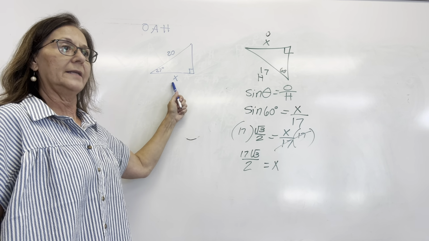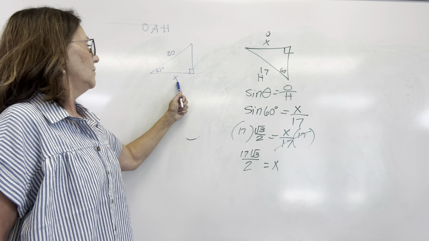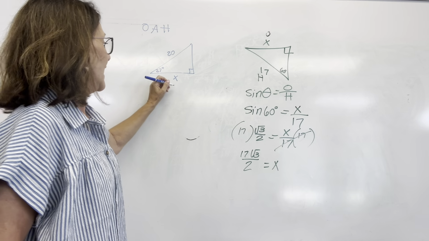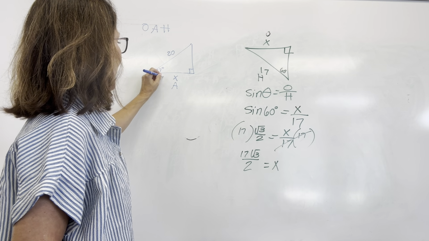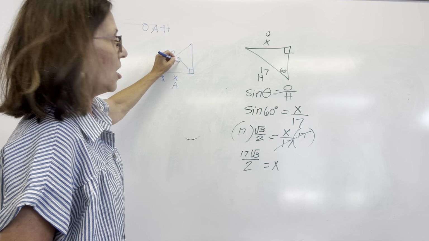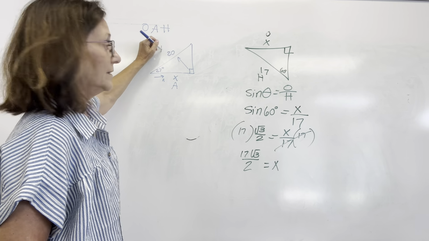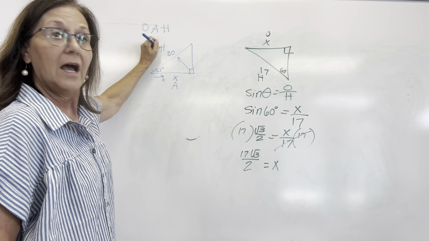It's the biggest side, opposite the 90-degree angle. Say it's H. That is H, because H is always opposite the right angle. Got it? Everybody got it? Okay, so listen.